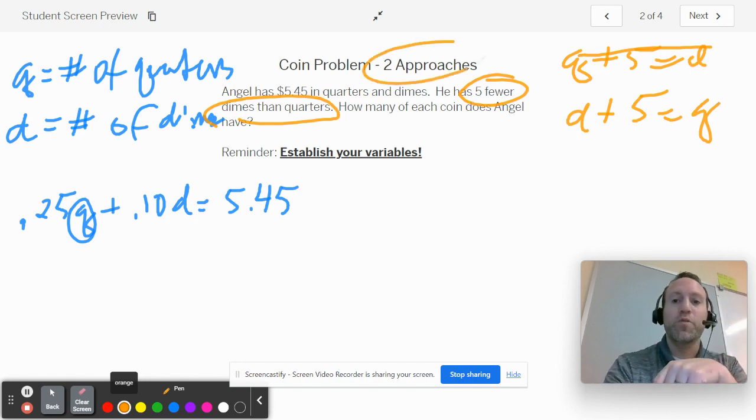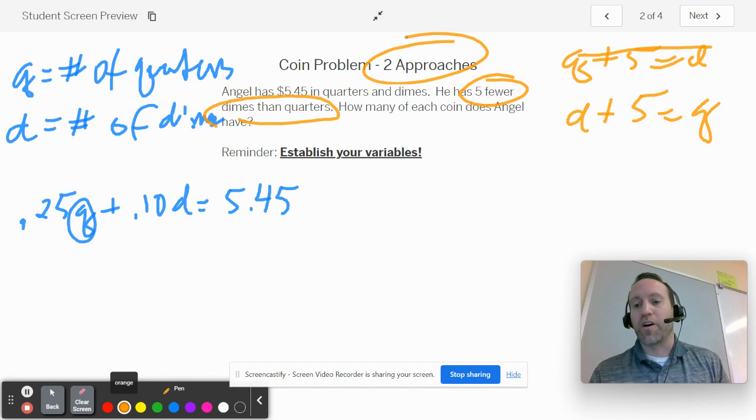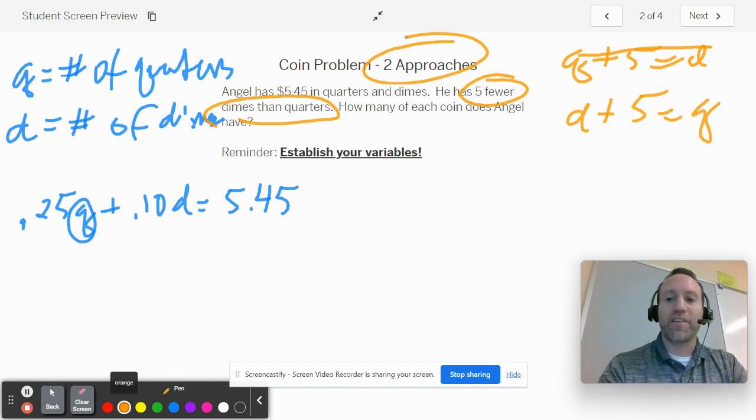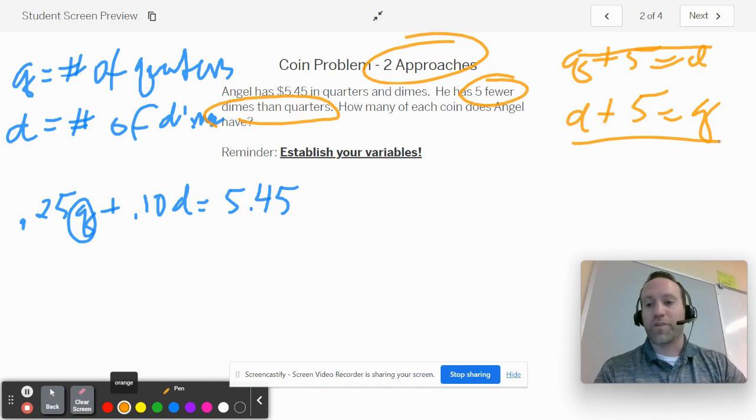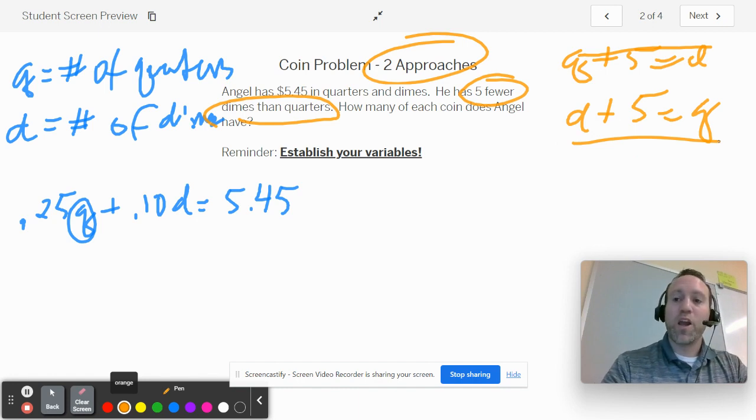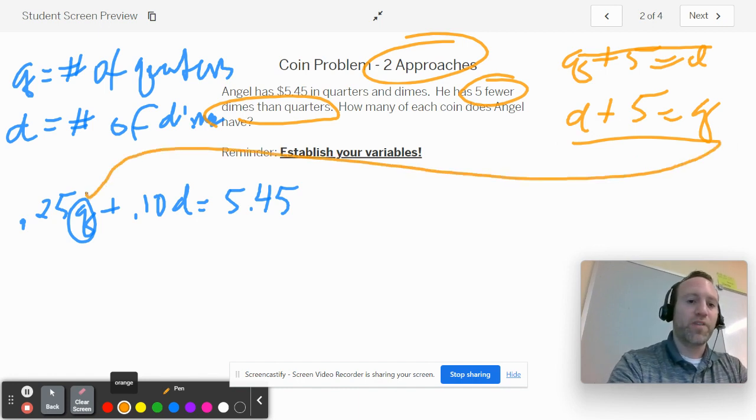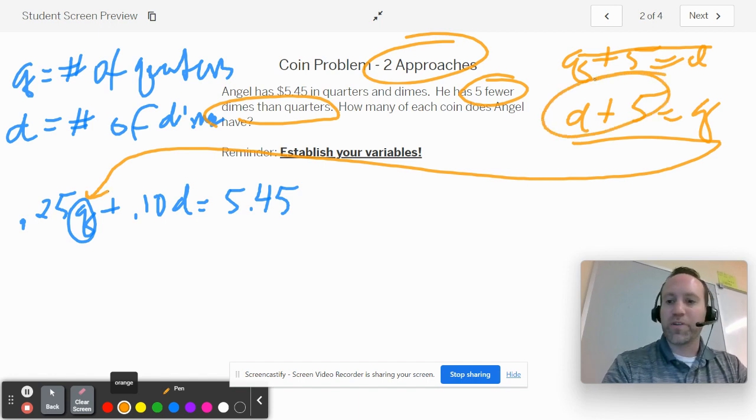Or you could think of it as if you take 5 away from your number of quarters, you get your number of dimes. So when I say two approaches, that's really the two approaches I'm talking about. You can think of this as subtraction or you can think of it as addition. I'm going to think of it as addition, but you're fine to do it as subtraction. So what does that mean? Well, that means that I can replace this Q down here because they're equal, right? Q is equal to D plus 5. I can replace that Q with D plus 5.